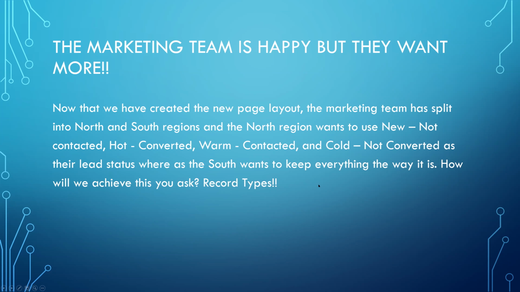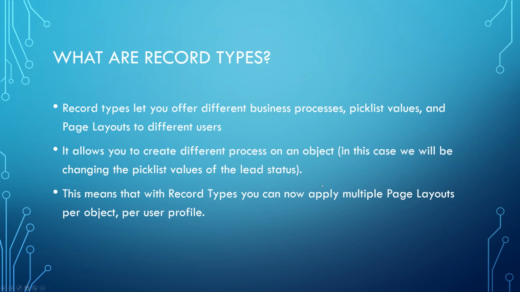Now, record types let you offer different business processes, pick list values, and page layouts to different users. It allows you to create different processes on an object. And in this case, we'll be changing the pick list values for that lead status. Means that with record types, you can apply multiple page layouts per object, per user profile.